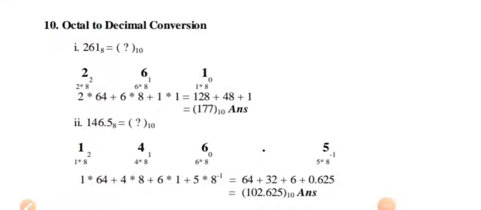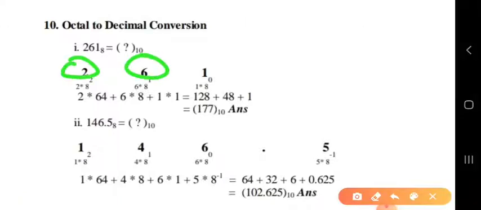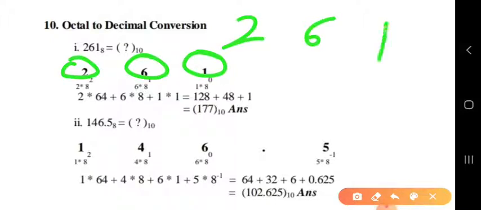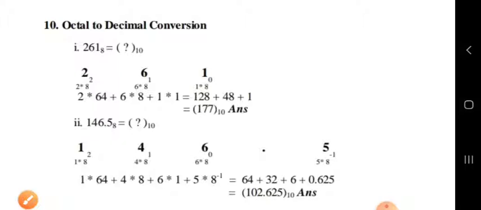Now next one is octal to decimal conversion. An octal number can be easily converted to its decimal equivalent by multiplying each octal digit by its positional weight. Positional weight, that means this one. Always keep in mind, this is the positional weight: 8 squared, 8 to the power 1, and 8 to the power 0, for 3 digits. Now see how octal to decimal conversion takes place.